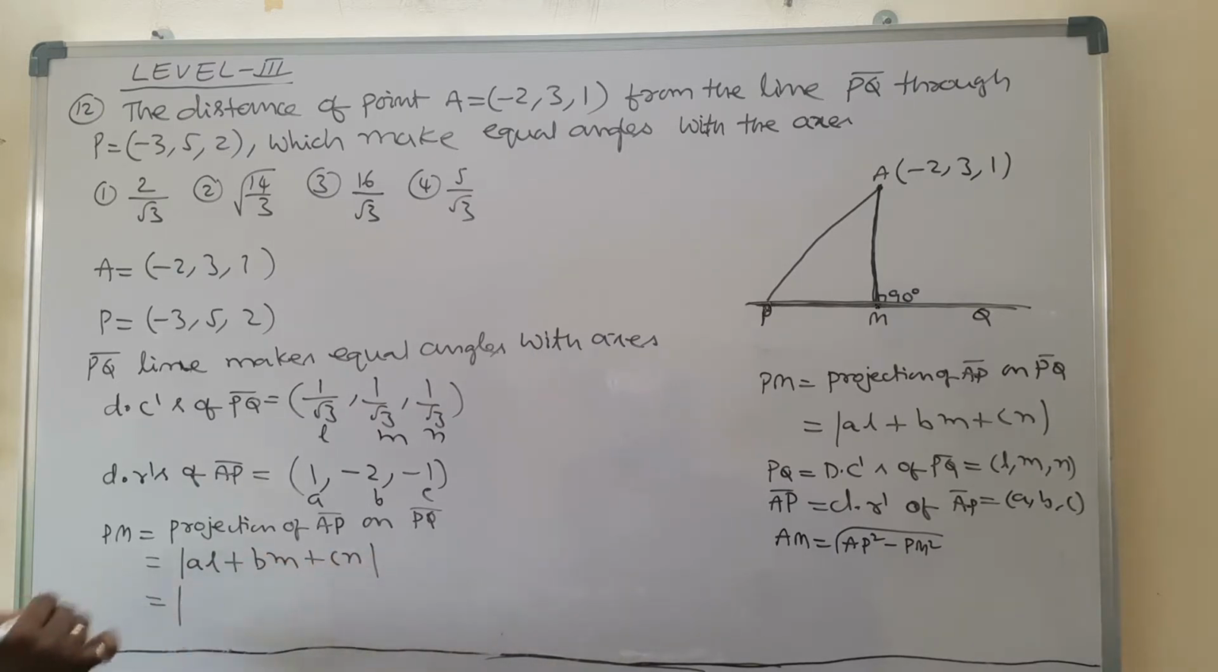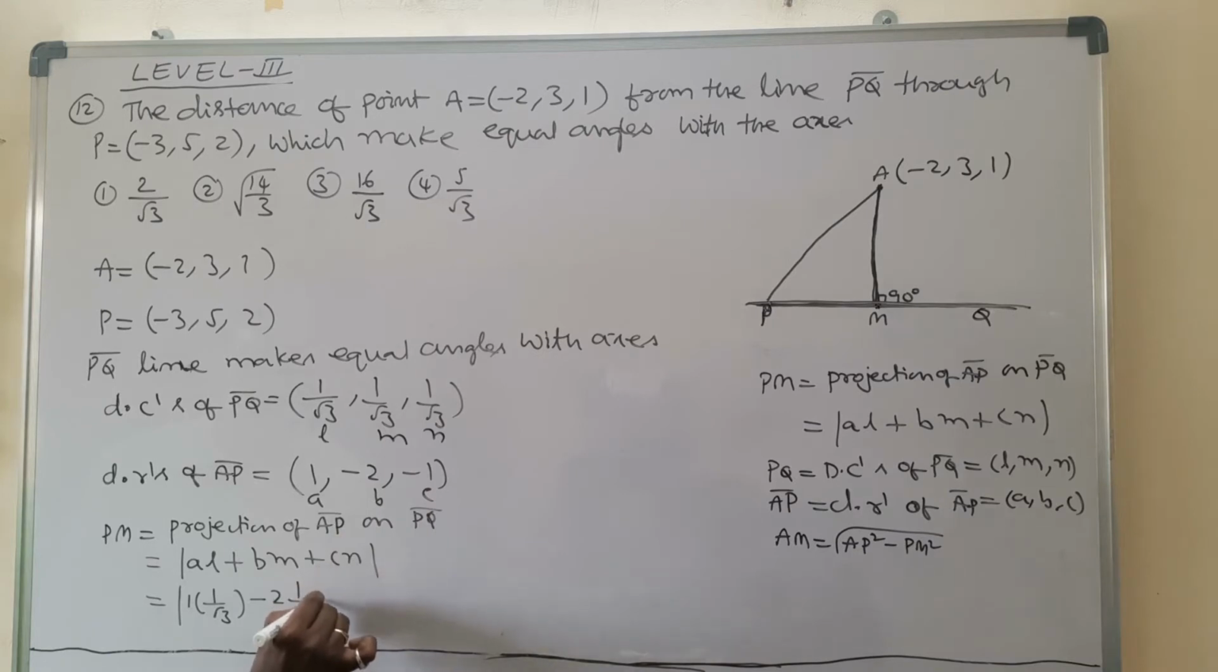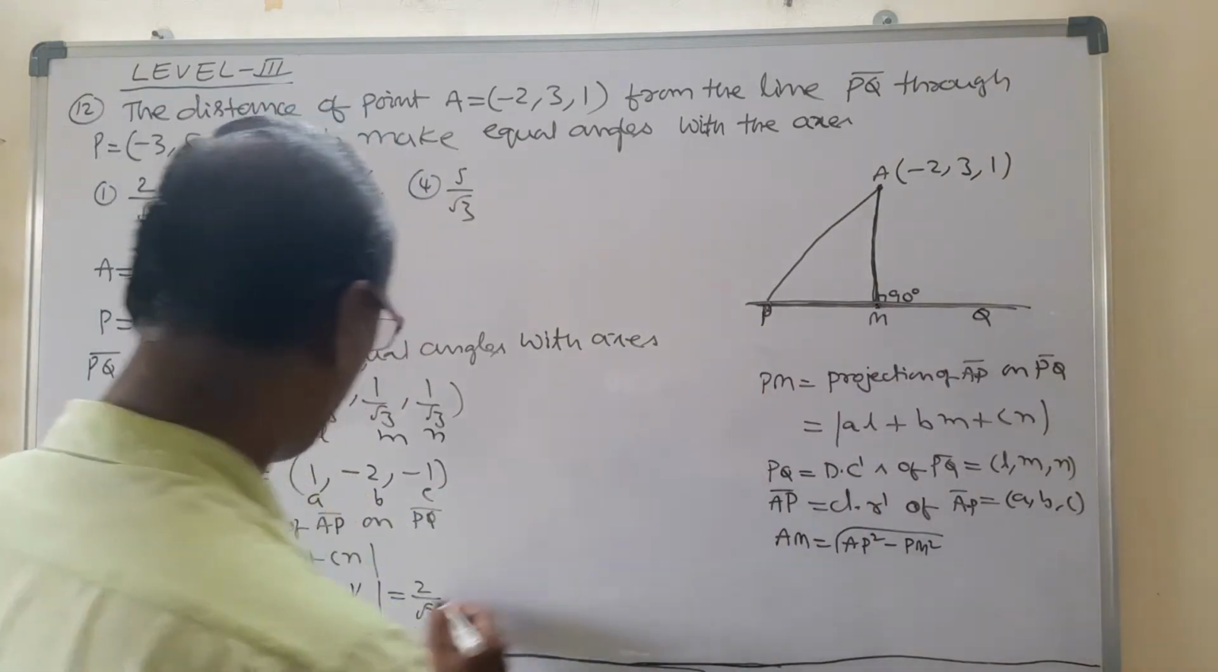Here the A value is 1, so 1 into 1 by root 3; B is minus 2 into 1 by root 3; C is minus 1 into 1 by root 3. Here 1 by root 3 minus 2 by root 3 plus... the terms get cancelled. The modulus of minus 2 by root 3 is 2 by root 3. So PM equals 2 by root 3.